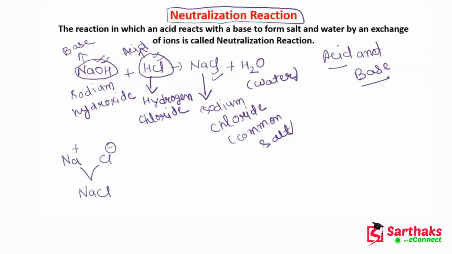And this is basically an H plus ion. When you break HCl, it gives you H plus and Cl minus. Here NaOH will split into Na plus and OH minus. They will combine and give you H2O. So you can see there is an exchange of ions, and a salt is formed and water is also formed. This reaction is known as a neutralization reaction.